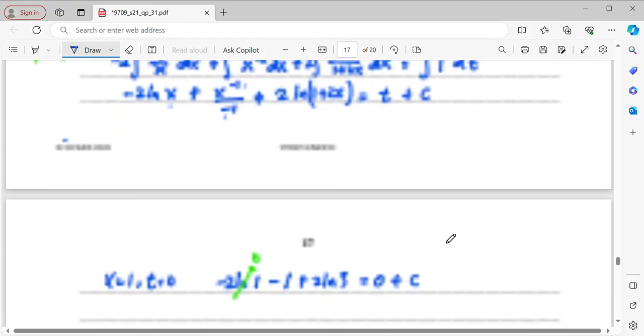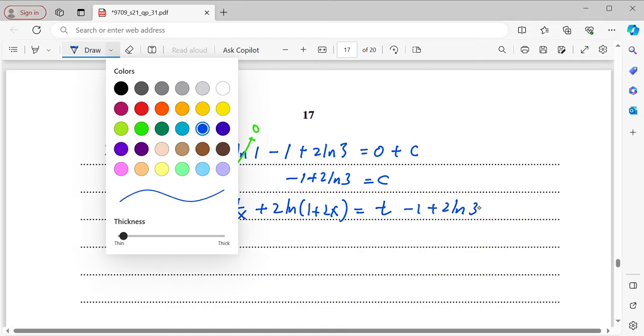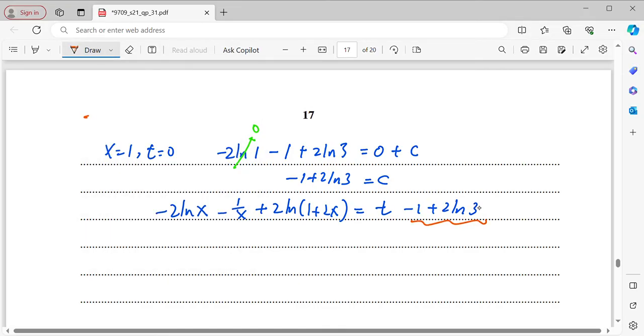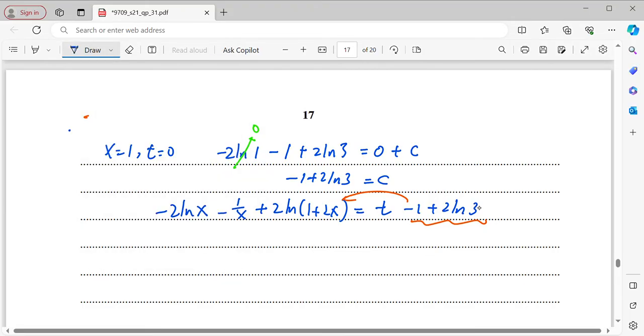Alright, so keep the t on one side and the rest move to the other side. Means now I have to move these two terms to the other side. At the same time, I will write my t on the left side. So my t is going to be, the rest just copy. And move the minus 1 plus 2 ln 3 to the other side. So we need to change the signs. So here will be plus 1 minus 2 ln 3.